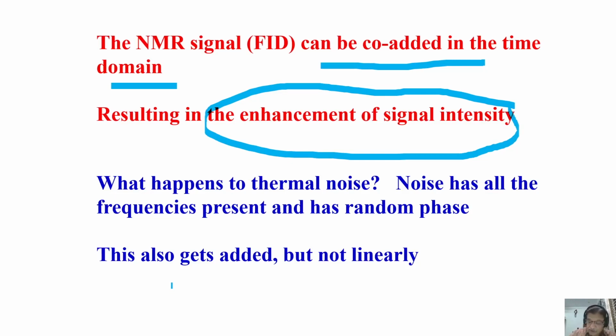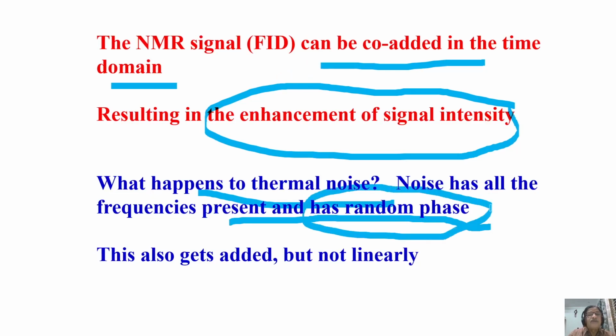But you may also ask me a question. What happened? There will also be thermal noise. Noise will invariably be present. Generally, we will have white noise. White noise is the one which has all the frequencies. So, what to do? Noise has all the frequencies present and has random phase, whereas the peaks are always in phase. They get added up. Co-addition of this is easy, whereas noise cannot be added up in phase. They are random in phase. As a consequence, this also gets added up, but not linearly.